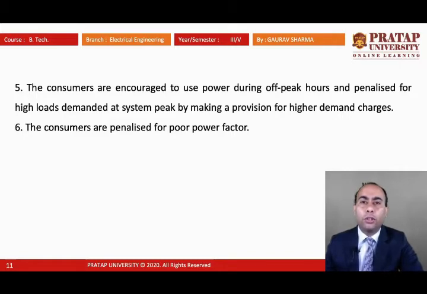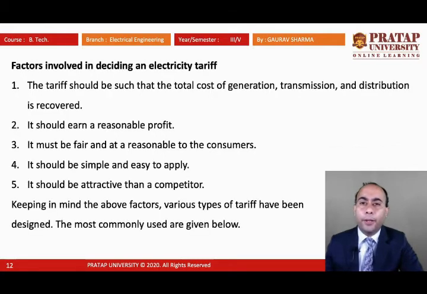So those consumers who are maintaining a poor power factor, we can penalize them. So by this the tariff will also be better.